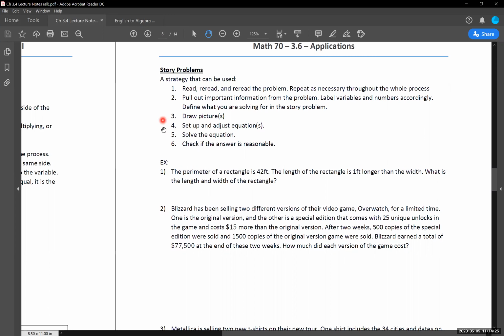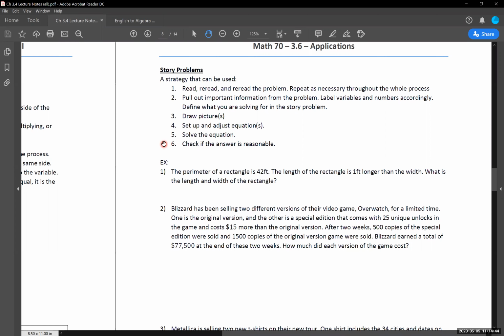Once we have an equation set up, we're just pretty much doing what we've done in 3.5. We're just solving that. Solving for whatever variable is listed, solving for x or y or whatever you set those to be, and get our answer or answers in some of these instances. And then last but not least, check to see if the answer is reasonable.